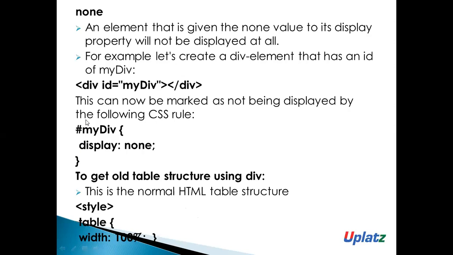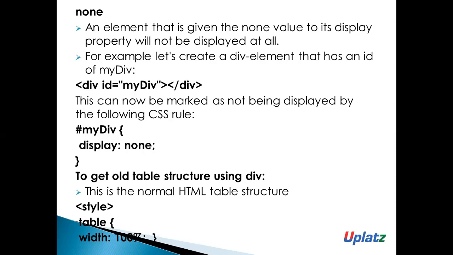For none, an element that is given a none value for the display property is not displayed at all. For example, let's create a div element that has the id of my div. So div id my div can now be marked as nothing displayed by the following rule. You can see my div id is marked as display none.